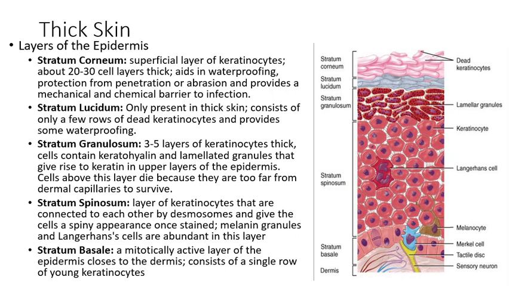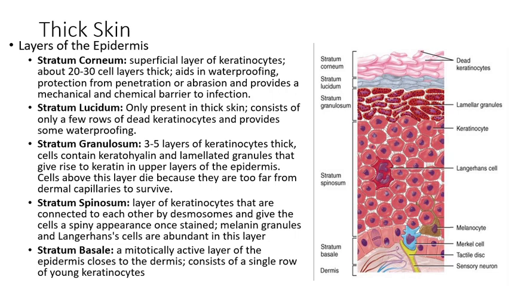Above stratum spinosum, you also have the granulosum layer. Granulosum layer is mainly going to have quite a lot of granules, both keratohyalin and lamellated granules, which will help give rise to keratin and some waterproofing in the upper layers. So it really is stratum lucidum above granulosum that allows for some waterproofing. Again, this layer, stratum lucidum, is only present in thick skin.